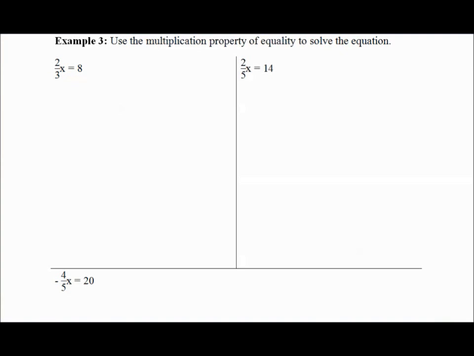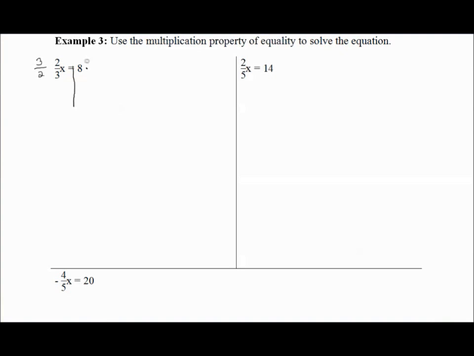I'm starting off the same way as I did in my previous problems. I'm going to draw the line to separate my equation into two separate parts. I have my left side and my right side. My goal here is to get rid of this 2/3. The way you do that, we're going to multiply both sides of our equation by the reciprocal of 2/3. And the reciprocal of 2/3 is simply 3 over 2. To get the reciprocal, you simply interchange the numerator and the denominator.